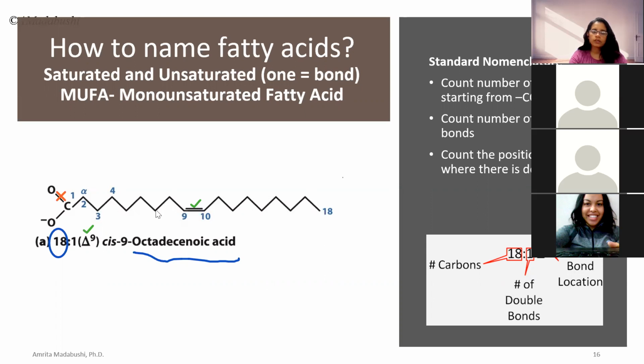5, 6, 7, 8, 9, 10, 11, 12, 13, 14, 15, 16, 17, 18 carbons. Okay, so that comes in the front, colon, followed by how many double bonds there are in the carbon chain. Not here, don't count this. One double bond, delta. What position is this double bond? Number 9. 18 colon 1, delta 9. Your job is done.